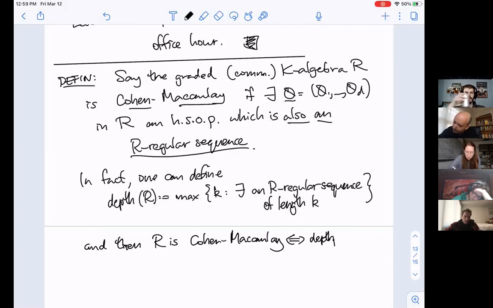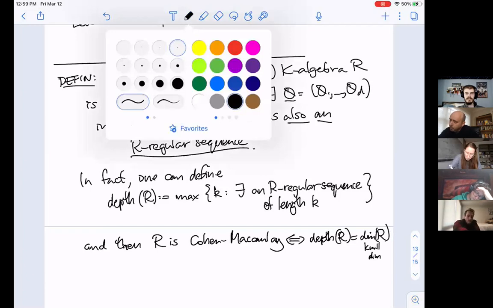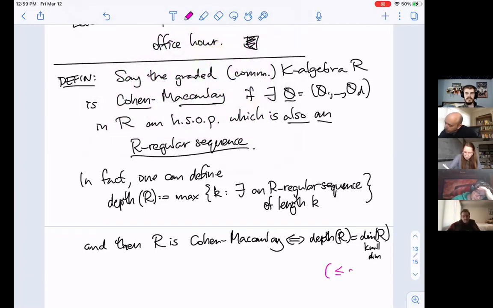Depth of R equals Krull dimension of R, right? There's always an inequality, from what we've been saying. We're saying this is the case of equality. Why is there an inequality? Because, we said that every time you mod out by one more element in a regular sequence, your Krull dimension goes down. It can't go below 0. And so the depth better be at most the Krull dimension of R.